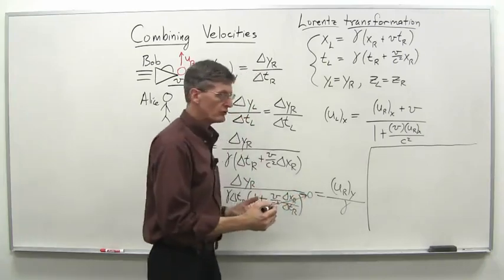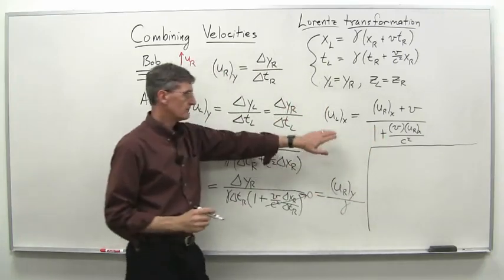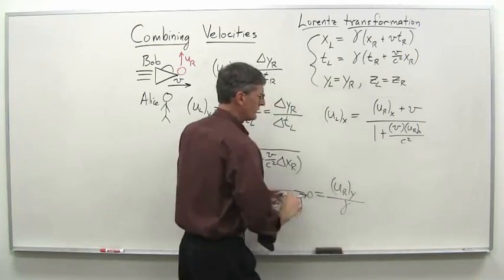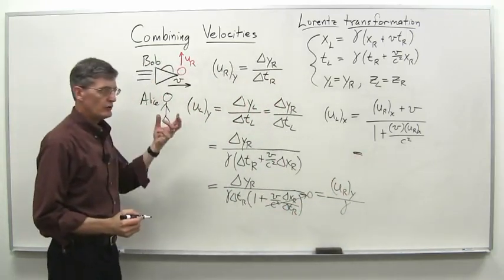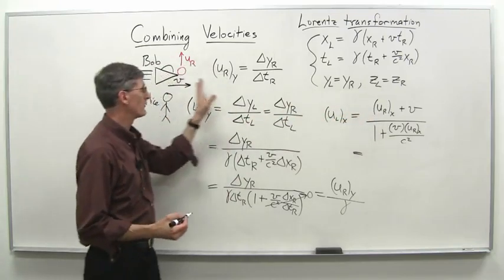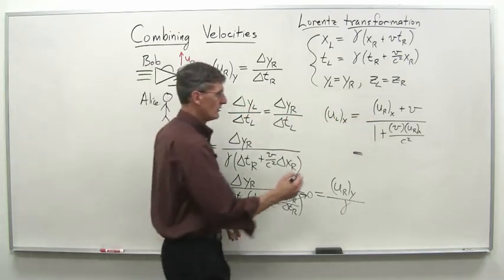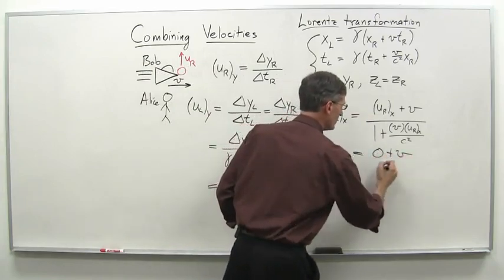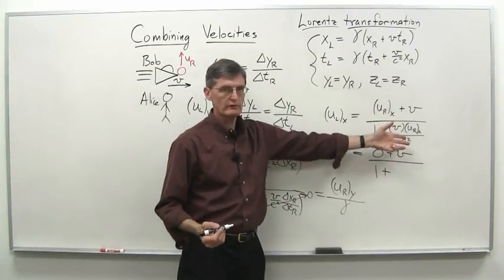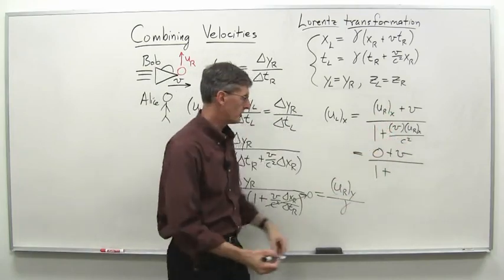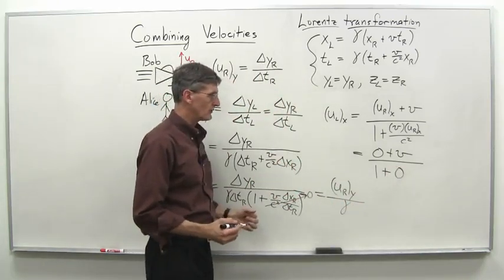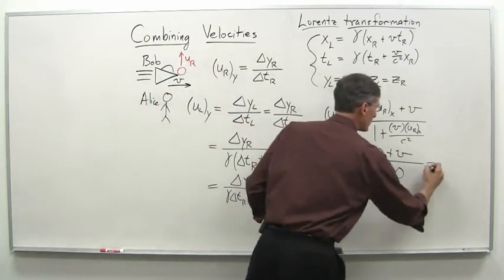So let's do u sub Lx. Here's the formula we want to use right here. Don't have to rewrite it, because we already wrote it. And in this case, u sub Rx, remember we just finished talking about it, that's 0, right? As far as Bob is concerned, no velocity in the x direction. So I get 0 plus v all over 1 plus 0, because u sub Rx is 0. We did this example when we were talking about the transformation equations for the velocity. This just gives us v.